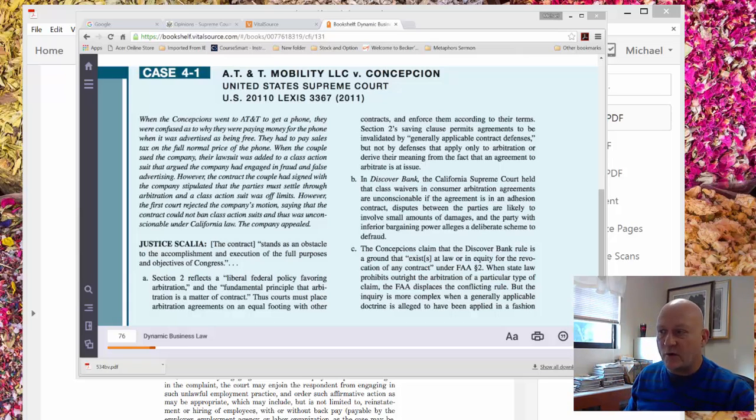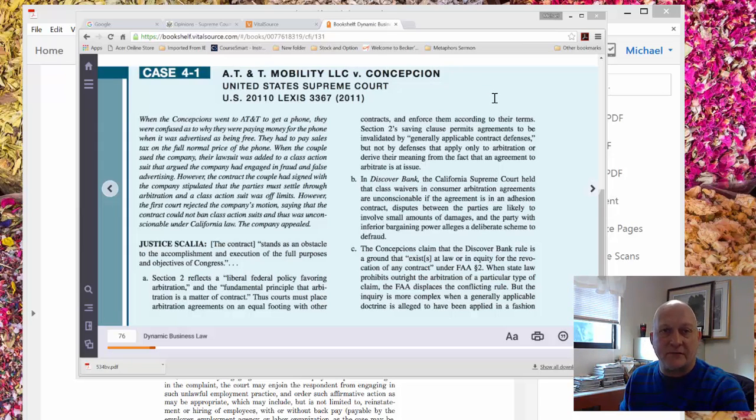So, a couple things. First of all, here is the case as it appears in our textbook. The first case that you read, AT&T versus Concepcion, is the working title of the case. Most of the time, you've got plaintiff and then defendant, right? So AT&T is essentially suing Concepcion.